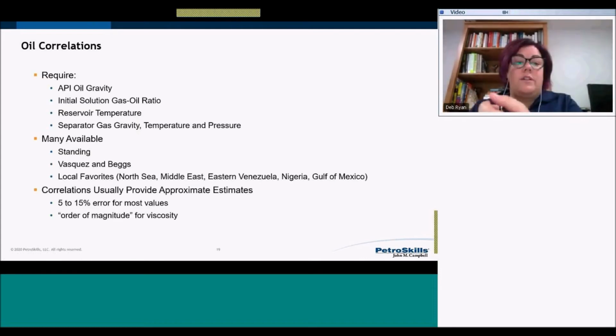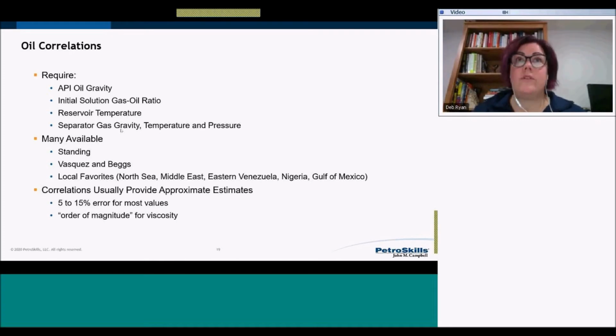For our oil correlations, there's a couple of inputs that we need, and these are usually things that are available to us. I talked about the API of our oil, and this is of our stock tank oil that we've collected. That initial solution gas oil ratio, which we can get from our early production data before we're starting to see free gas impacting and increasing gas with time. We need to understand our reservoir temperature, because obviously our PVT correlations are very dependent on that initial reservoir temperature. And we need to understand something about the separator gas gravity and the separator temperature and pressure, because we saw how important that was with where our separator conditions were on our phase diagrams.